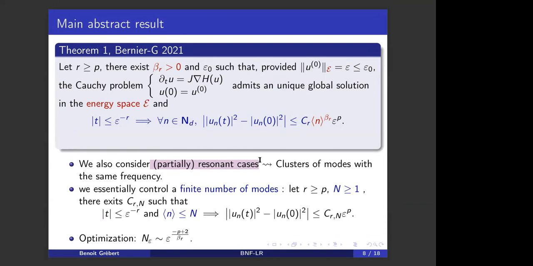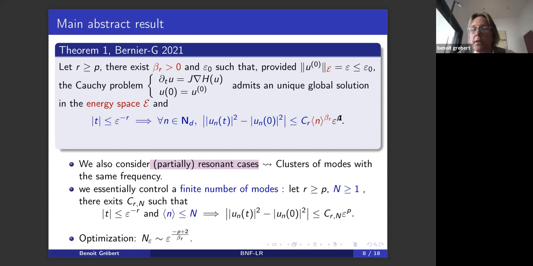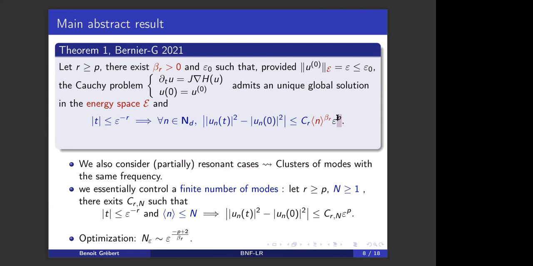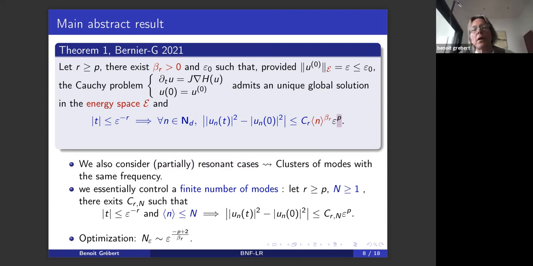And so what is the role played by P here? Can I take always P equals R, for example? P in here, this P? Yeah. P is the order of the nonlinearity. Ah, okay. So if you don't take R bigger than P, you obtain the typical local existence result in some sense. So it makes sense when R is bigger than P. Okay, thanks.